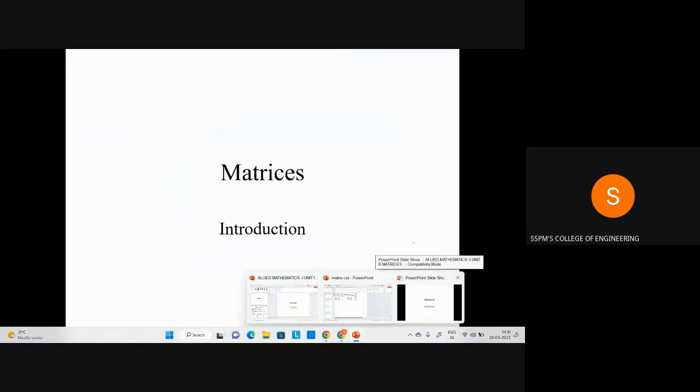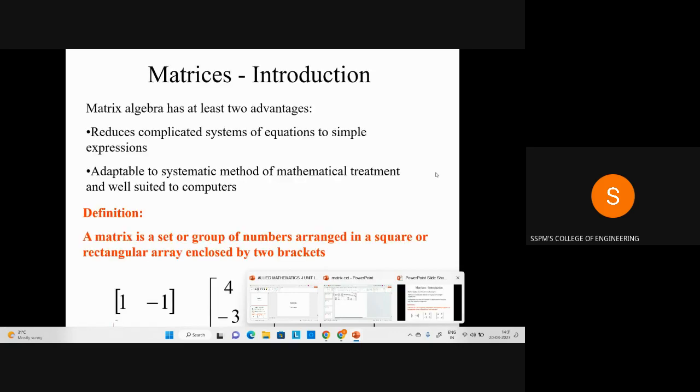Good afternoon, everyone. Today we will see something about matrices. We'll first see some introduction, some basic information about matrices, and then we will solve some questions on matrices that were previously asked in your CET examinations.